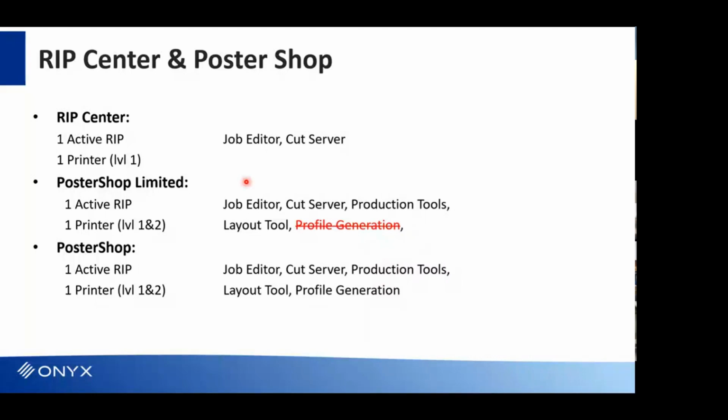So here you have the differences. What you can see, I purposely don't include the Production House, as we don't offer it as such, right? So you can see RIP Center is 1 active RIP plus 1 printer level 1. So it's kind of, as you can see, a basic solution without additional options as such. Then the Poster Shop Limited, which will already have the production tools and layout tools, and will drive the printers from level 1 and 2.